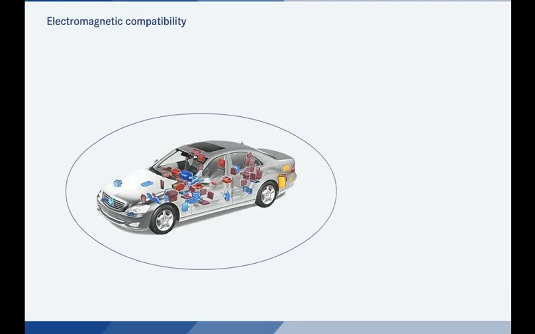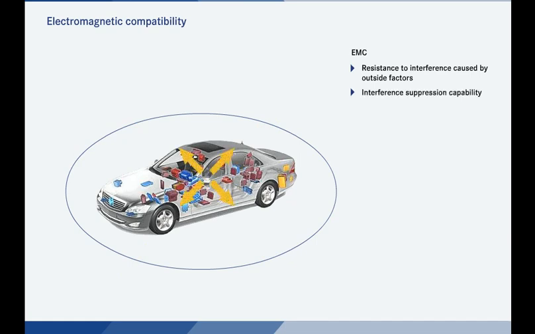The abbreviation EMC stands for electromagnetic compatibility. This refers to the resistance of electronic vehicle systems to interference from outside factors, and the interference suppression capability of these systems, that is, the ability to avoid causing interference inside the vehicle, as well as their ability to avoid emitting interference from the vehicle.